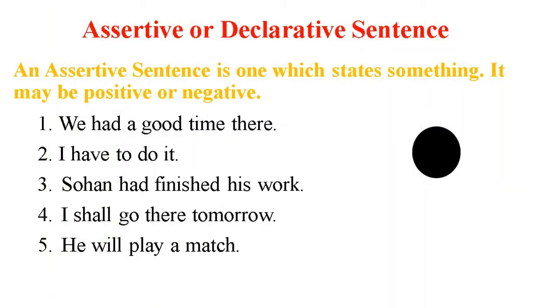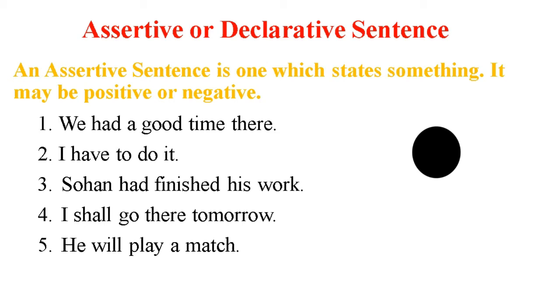First type of sentence is the assertive or declarative sentence. An assertive sentence is one which states something. It may be positive or negative. For example, we had a good time there. I have to do it. Sohan had finished his work. I shall go there tomorrow. He will play a match.